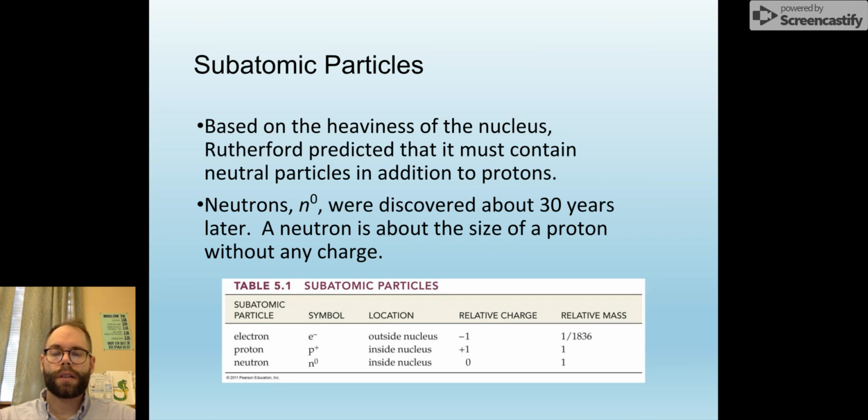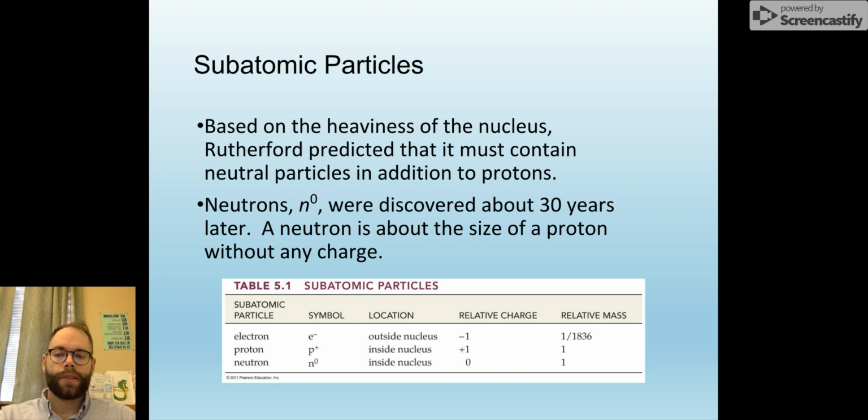So Rutherford predicted that in the nucleus, it couldn't just be positive. There was a certain amount of weight in there, so it couldn't just be these protons. There had to be something else in there. He never finished that part of the hypothesis.